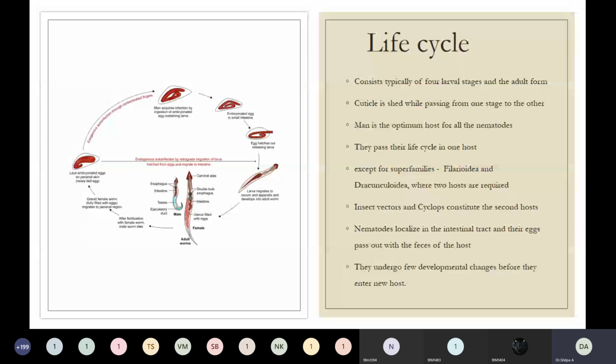Now once they enter, these nematodes will localize in the intestinal tract and they lay their eggs, and these will pass out in the feces. Now some may also undergo development. When the larva is released, some of these larva can undergo development in the soil before entering into the host.